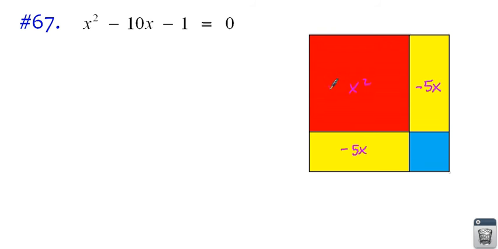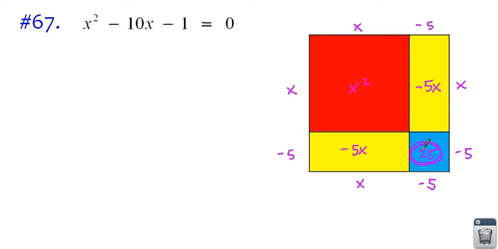The x squared tile has length x and width x, and we can write that all the way around. The width of this yellow tile must be negative 5, so that the length times the width equals negative 5x. Same observation over here. And now we're looking at a width of negative 5 and a height of negative 5 for this blue box. And if you multiply its length and width together, you get 25.